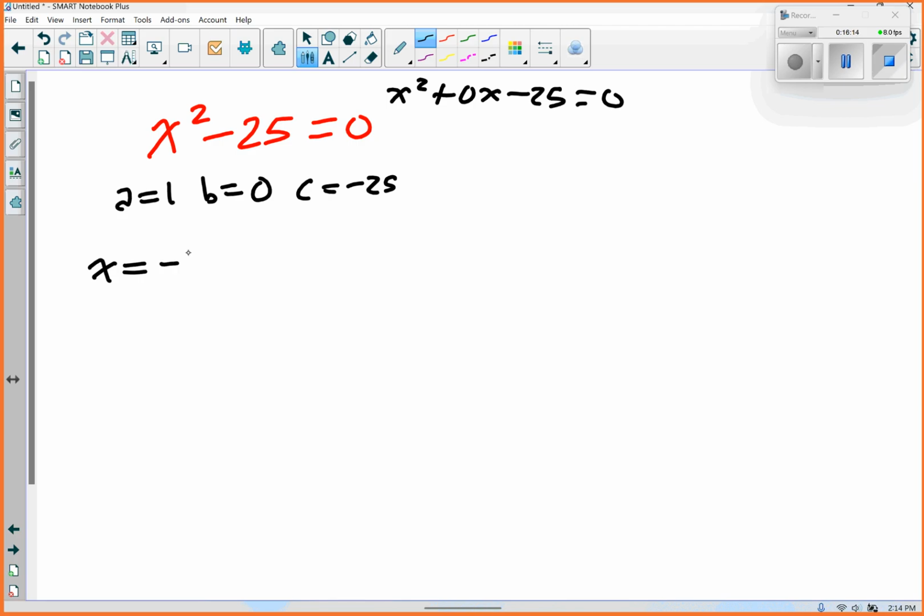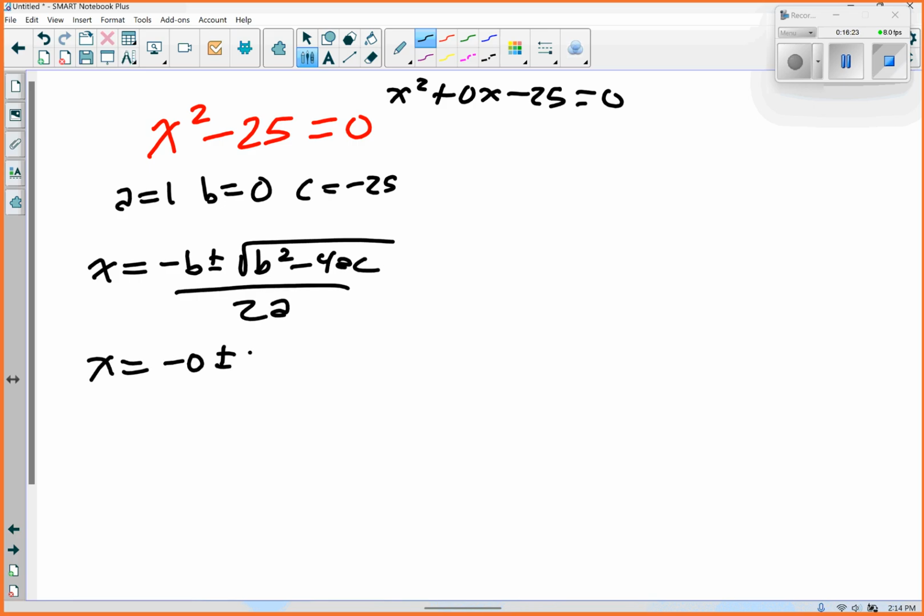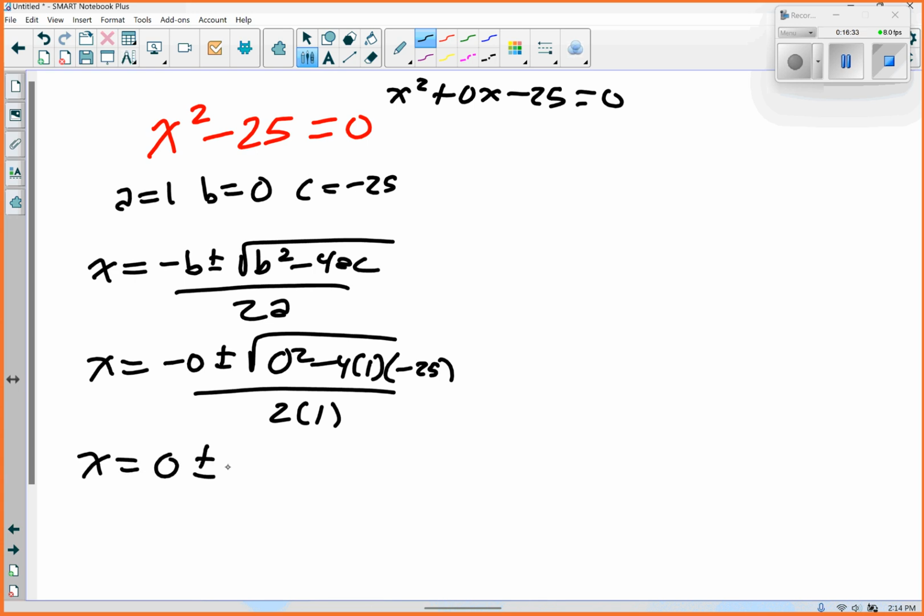All right, so x is equal to -b plus or minus square root b squared minus 4ac all over 2a. So you can go x equals -0 plus or minus 0 squared minus 4ac divided by 2a. So x equals 0 plus or minus square root 100 over 2.